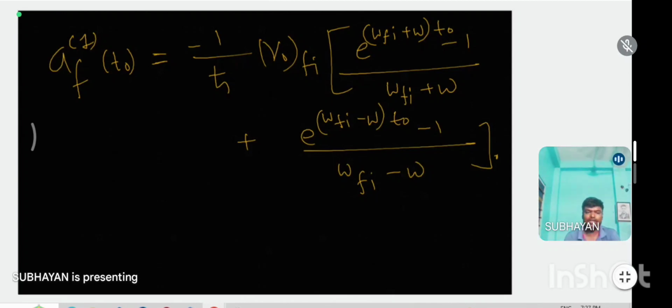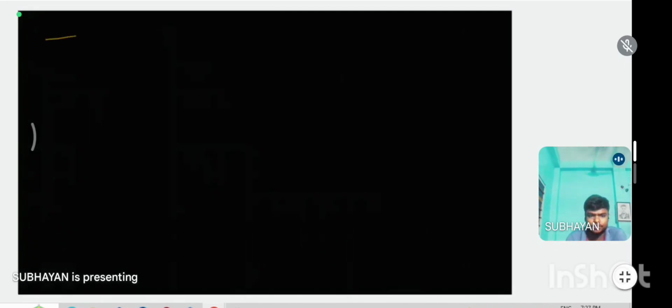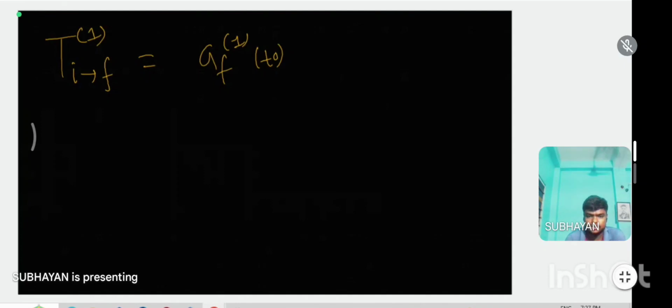So we have found the transition coefficient, and the mod square of the magnitude of this one will yield the transition probability. So the transition probability you can find precisely. Suppose this is the transition from i to f, it will be mod of, at least up to first order, this, mod square.